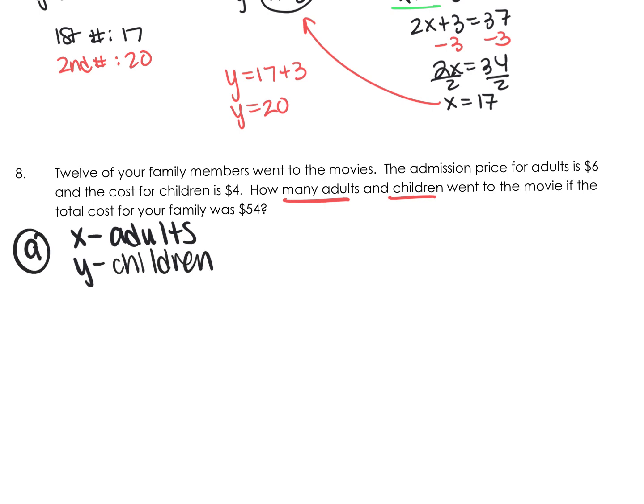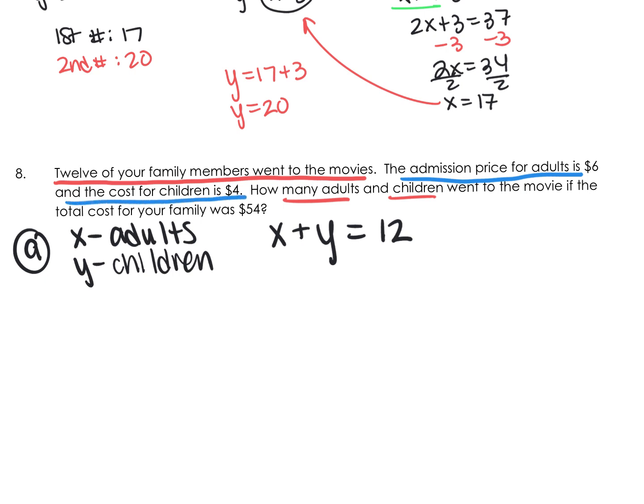So for part A, we're defining our variable, and then we're making equations. So we'll read the sentences. So 12 of your family members went to the movie. So many adults and so many children all together went to the movies, and there were 12 people. The admission price for adults is $6, and the cost for children is $4. How many people went to the movie if your total cost was $54? So every adult cost $6, so 6x. Every child costs $4, so 4y. And then the total is 54.